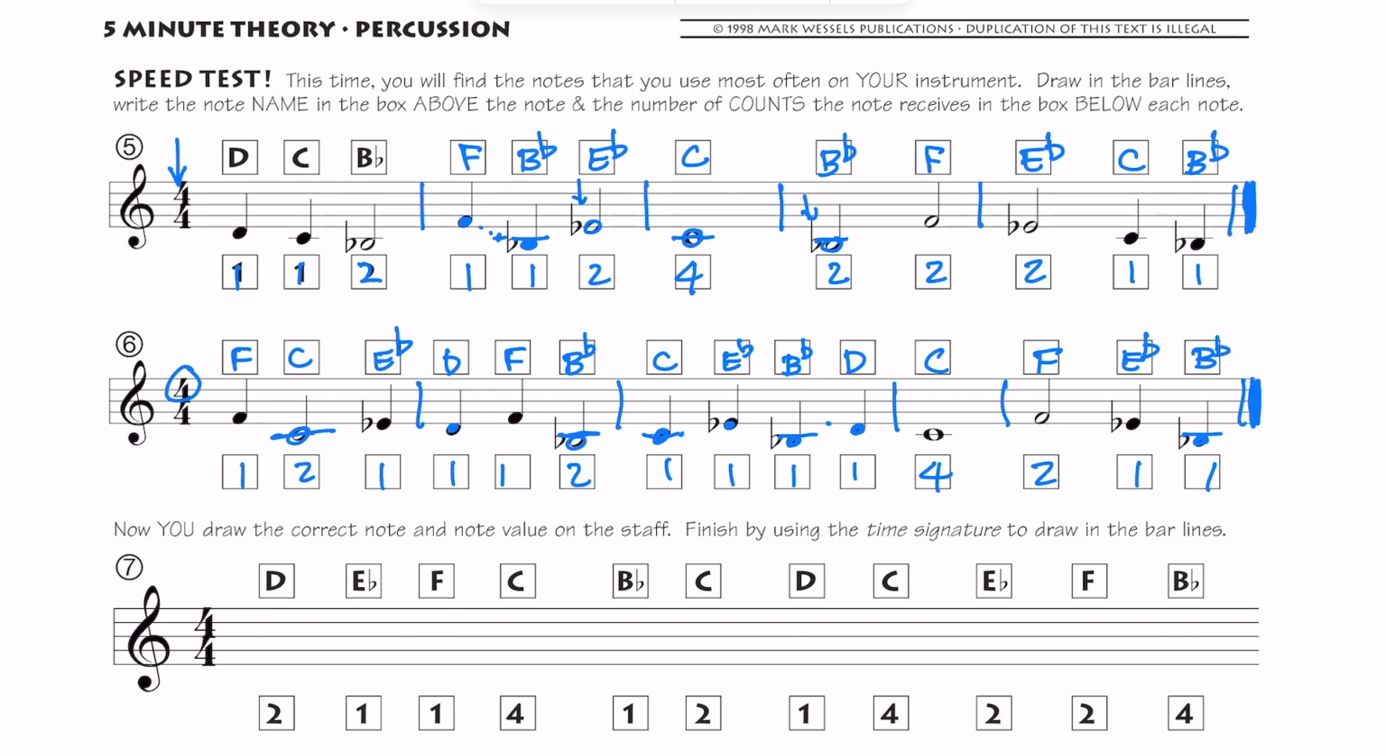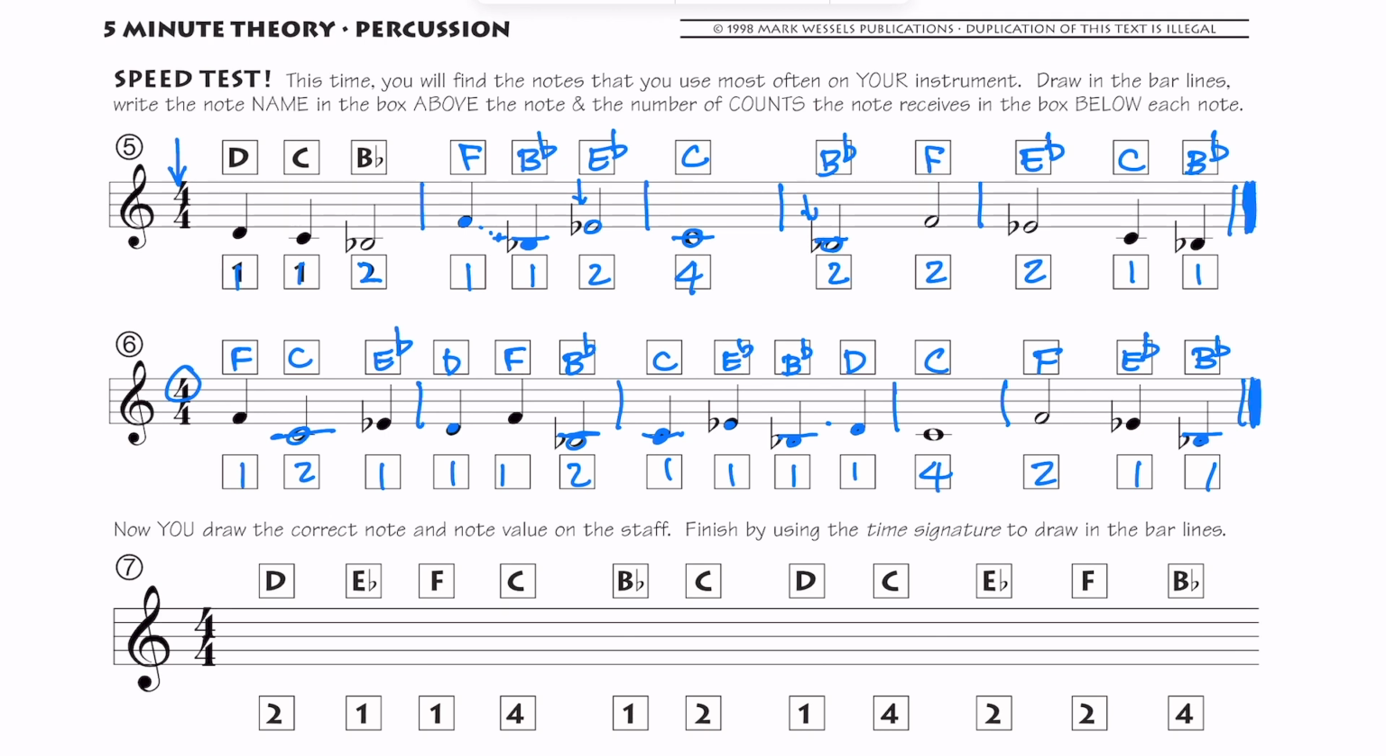Okay, on line number 7, you're going to draw in the notes that correspond to the note values, but you also have to write it in the place that corresponds to the name of the notes. Now, for percussion, we're going to do everything from F in the first space down to B flat, okay? So we're only using a few notes, and they're going to use that ledger line C and B flat.